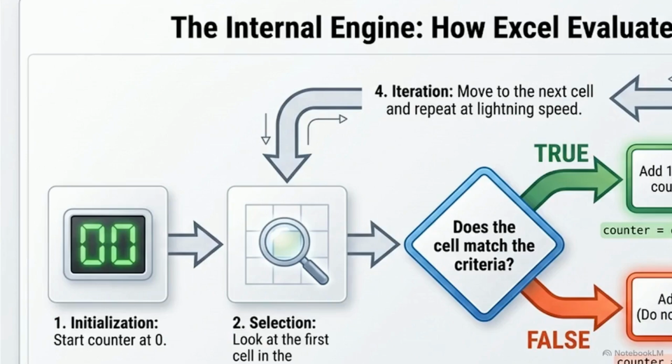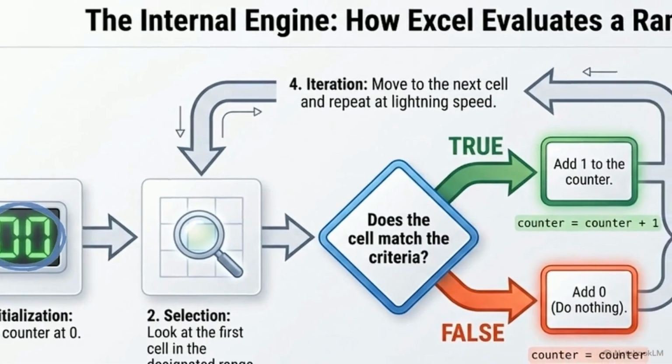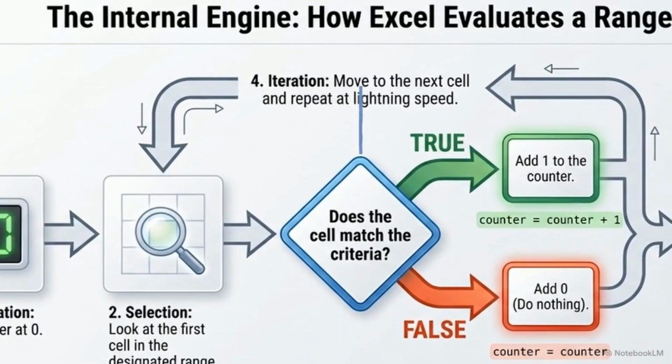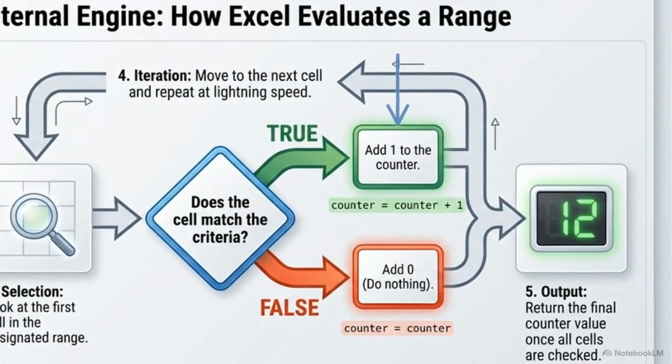This flowchart illustrates Excel's invisible work. It starts a counter at 0 and looks at the first cell in your range, testing it against your criteria. If it matches, Excel adds 1. If not, it repeats this process before outputting a final number.